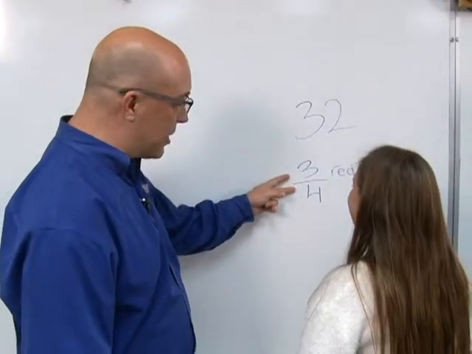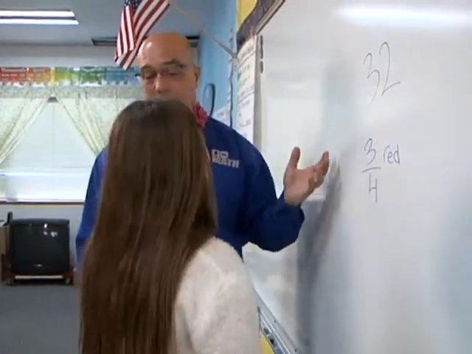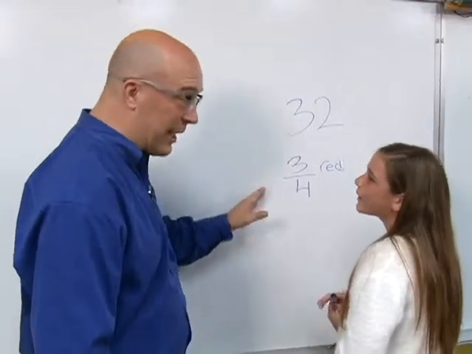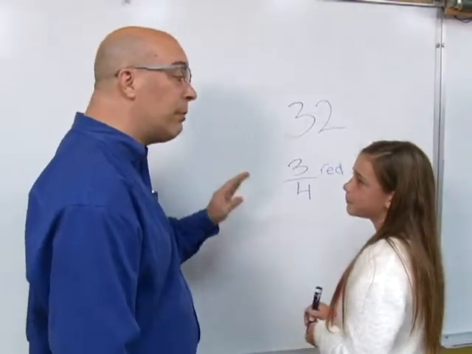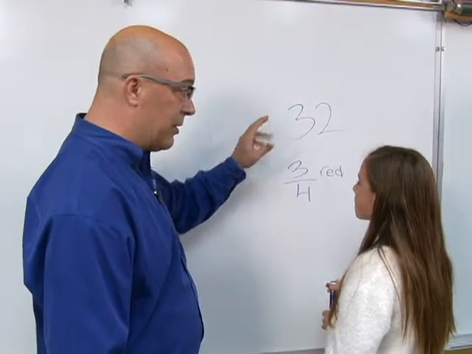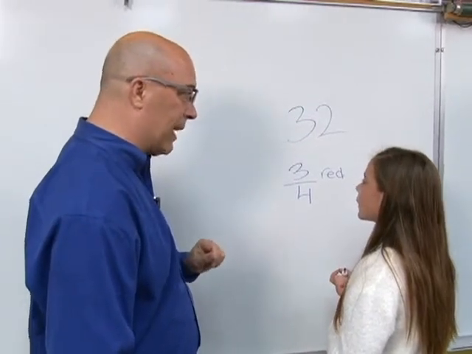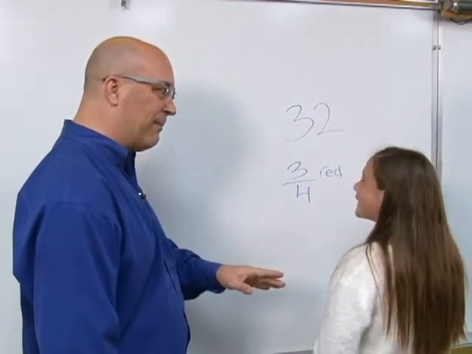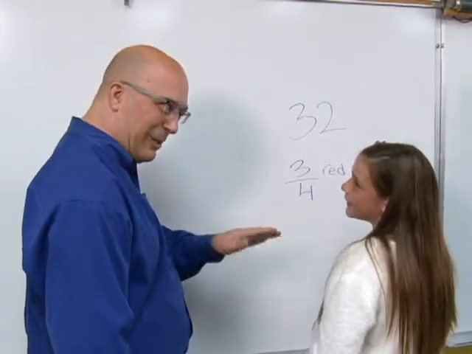So you have a fraction, 3/4. So we could obviously turn it into another fraction, or you could turn it into a decimal. Or you could multiply 32 times 3/4. Okay. Have you multiplied fractions before? Yes, a little bit.